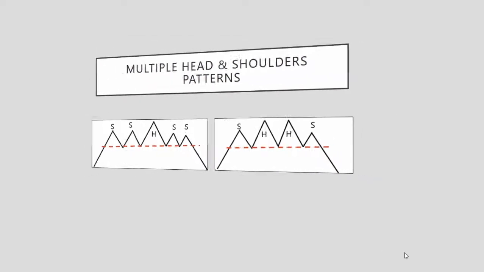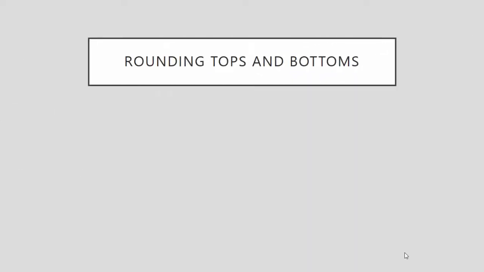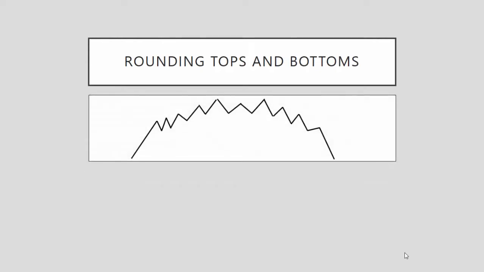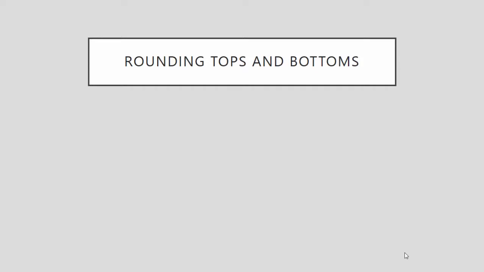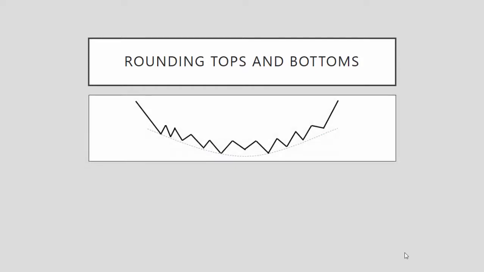Other related patterns are rounding tops and bottoms. These patterns appear when price slowly wants to change its direction, and we can put the price change in a curve like what you can see in the picture. This is a rounding top pattern. Rounding bottom is like rounding top, but obviously from the opposite point of view.